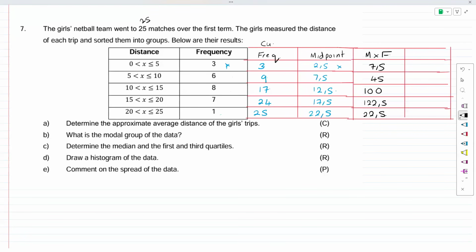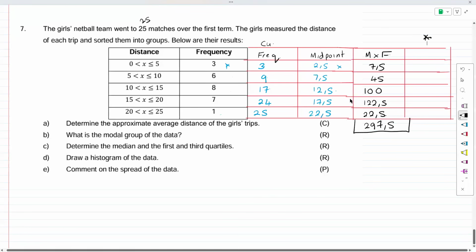Okay. Now this is quite simple because I would prefer you to add these numbers up together. If we add them, we get 7.5 plus 45 plus 100 plus 122.5 plus 22.5, and the answer is 297.5. This just makes it easy to deal with.